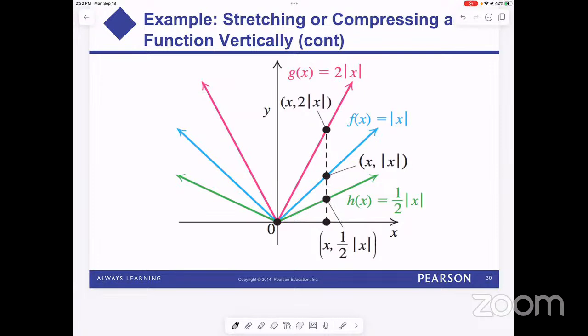For the green, to go from blue to green, it's like our y values were cut in half. The x values stayed the same, but all the y values got cut in half. So we call that a vertical compression, or vertical shrink. So if it was drawn on Laffy Taffy and we smushed it vertically, it would get short and wide, right? Okay.